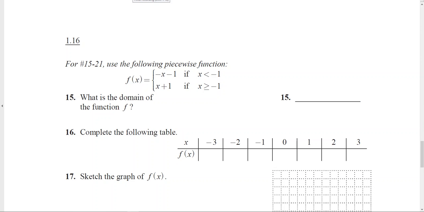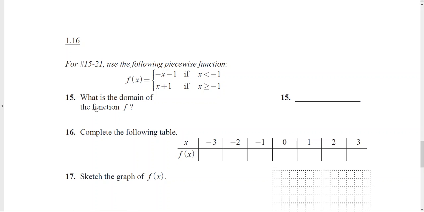All right, so this is part of the 116 learning check, and we're looking at piecewise functions here. We do have a piecewise function defined as negative x minus 1 for x less than negative 1, and x plus 1 if x is greater than or equal to negative 1. The first thing is talking about the domain of the function.